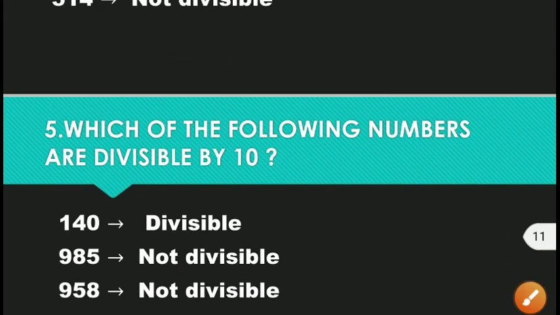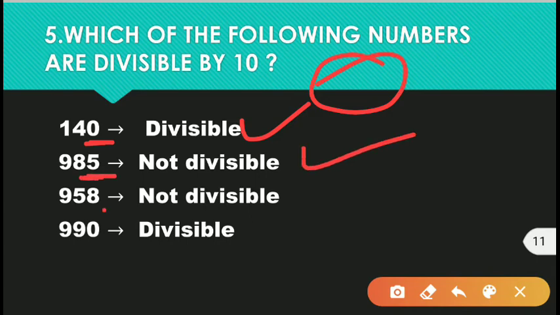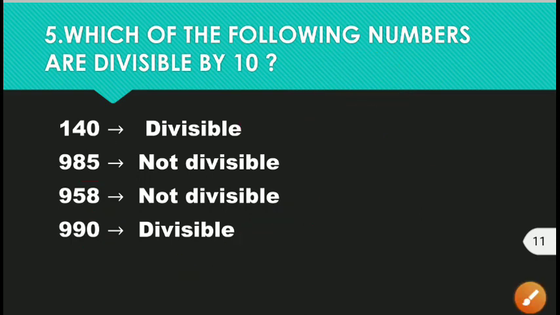Next and the last question from this exercise. Which of the following numbers are divisible by 10? For the divisibility test for 10, the unit digit should be 0 only. In the first question, the unit digit is 0, so it is divisible. In the second, the unit digit is not 0, so this is not divisible. In the next question, the unit digit is also not 0, so this will also not be divisible. In the next question, the unit digit is 0. That means this will be divisible.